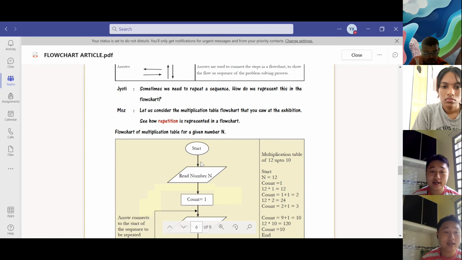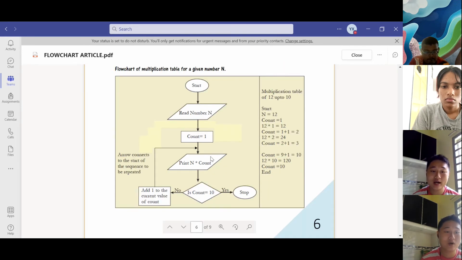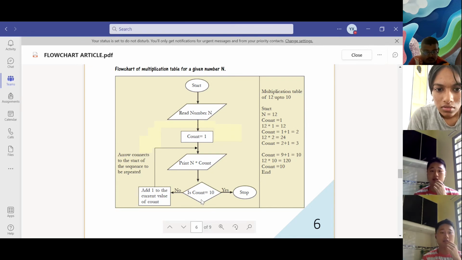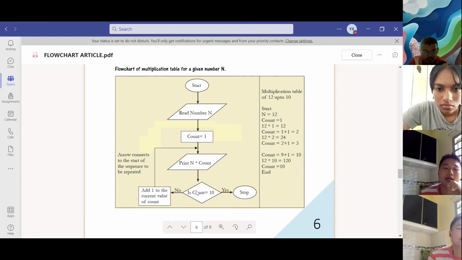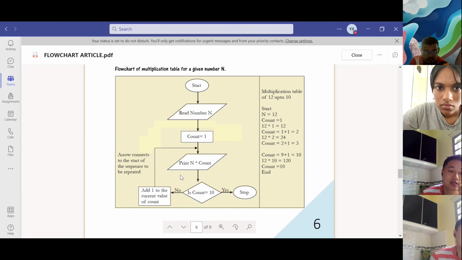So here is the start, and the input is read number n. Then count equals 1. And then here's the output: print n times count. And here's the decision-making step: is count equal to 10? If no, we add 1 to the current value of count, so it connects back to repeat the process until the count becomes 10. When the count equals 10, it's yes, and then stop, and we are able to finish it.